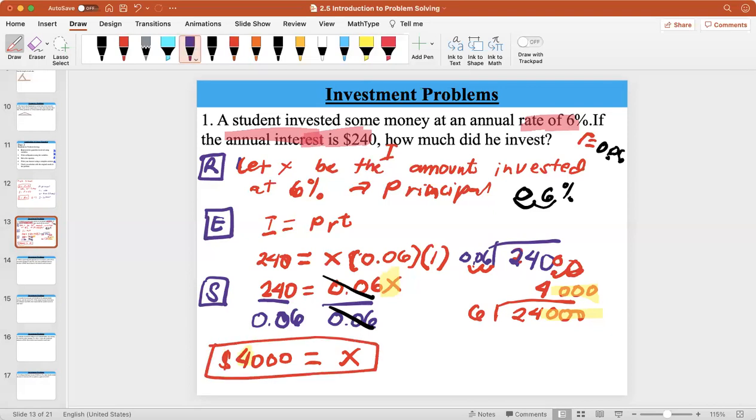Okay, so that's now our answer here. The amount of investment is $4,000.